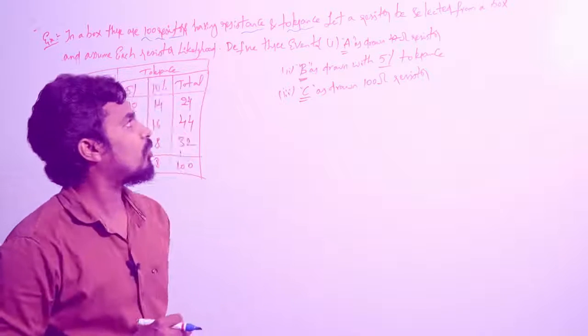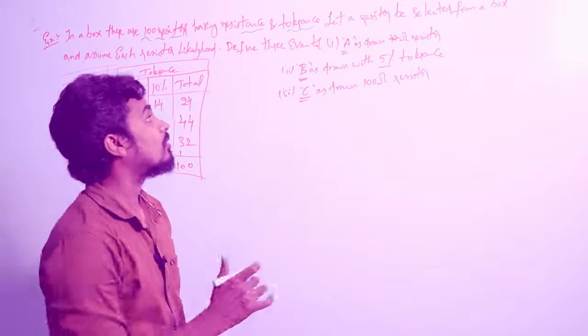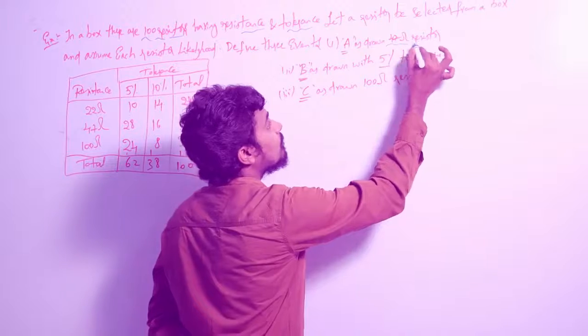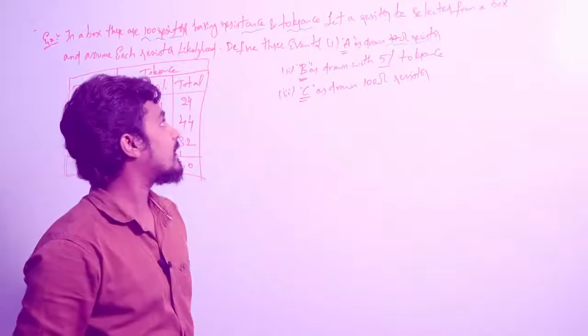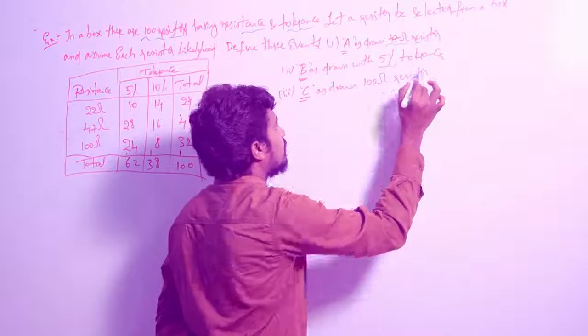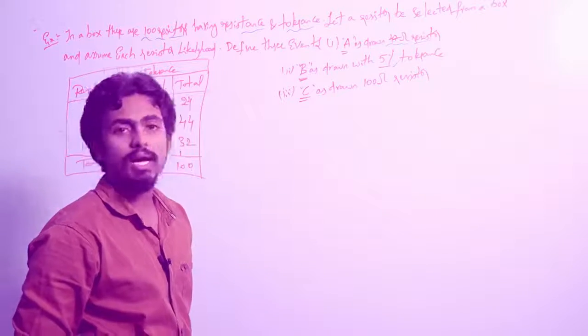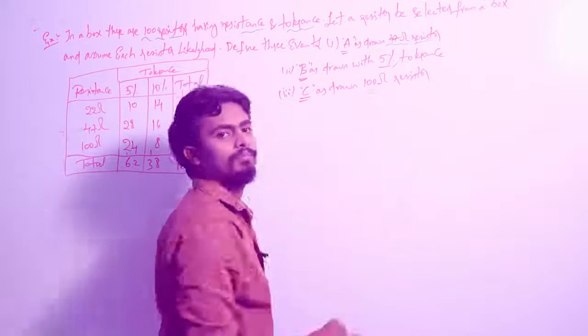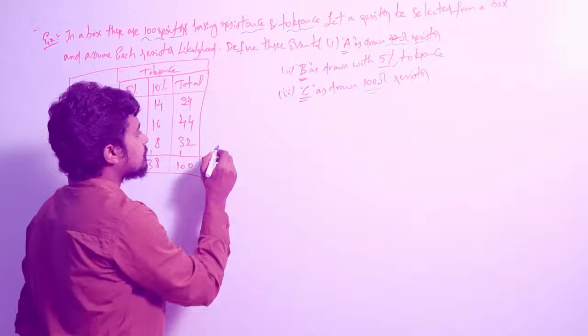First, if you want to draw, A is drawn 47 ohm resistor as well as the B drawn with 5% tolerance. And next, C drawn 100 ohm resistor. Let's see the answer.